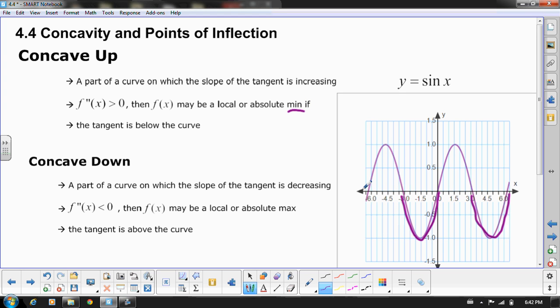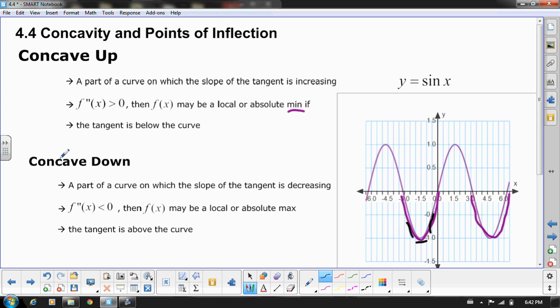So if we were to draw the tangent, if I go over to the curve, if we were to draw the tangents, they're below the curve. Okay, so below the curve. So here would be an example. That tangent there is pretty bad, but you get the idea.